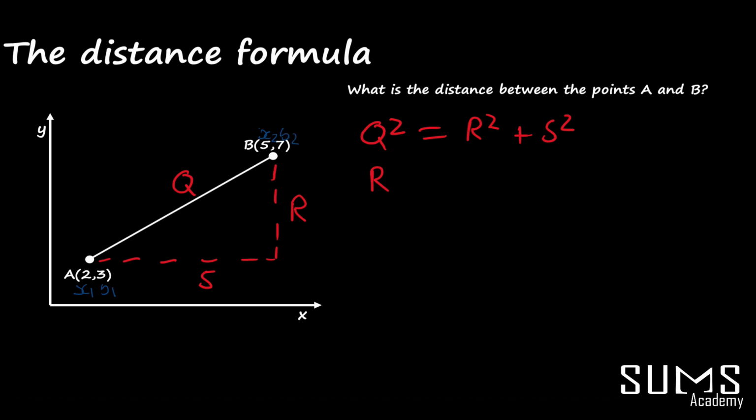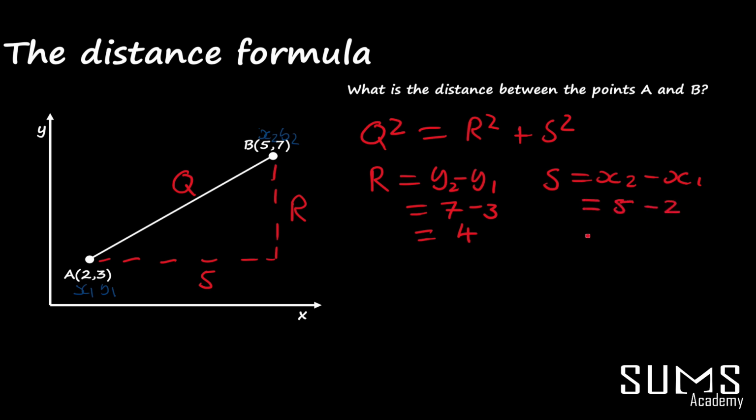So the length R is just going to be y2 minus y1, and the same with S, it's just going to be x2 minus x1, and we can just work this out as 7 minus 3, that equals 4, and S is 5 minus 2, that equals 3.